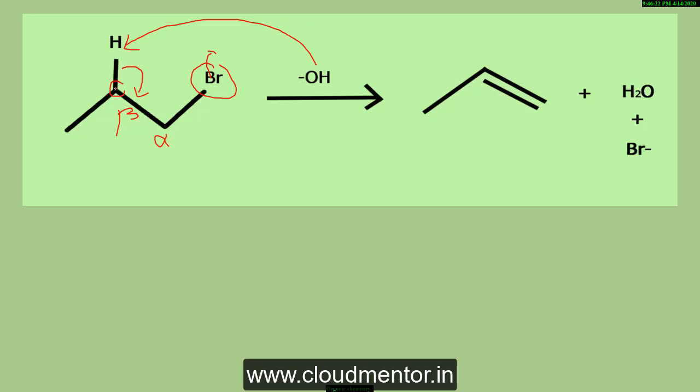Instead, this carbon is able to receive the electrons in this carbon-hydrogen bond, and these are the electrons that form the pi bond here. The double bond has one pi bond and one sigma bond. This carbon can also lose the electrons that now belong to the bromine, which is the leaving group.